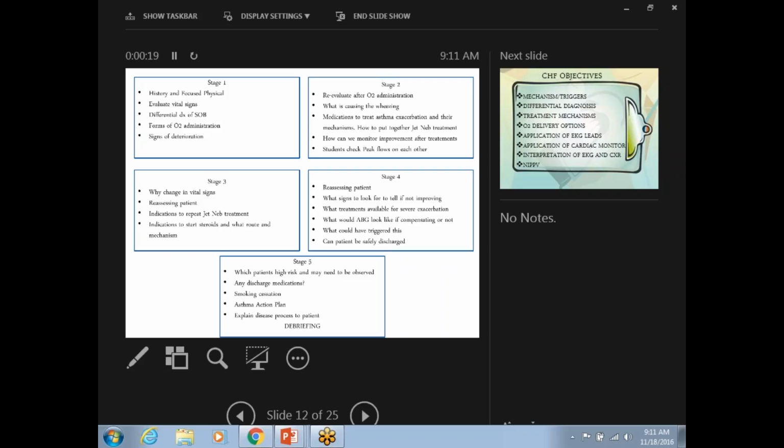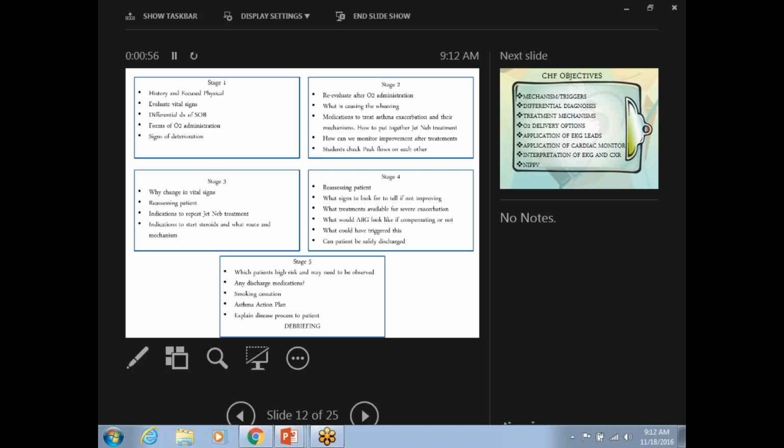Okay. So stage 1 of the asthma case is really the history and focused physical, evaluating the vital signs. So why is the heart rate elevated? Why is the respiratory rate elevated? And go through why those are abnormal. Again, the differential diagnosis of shortness of breath. Forms of oxygen administration. So what types of oxygen do we have available and what would be the most appropriate in this case? And then what signs of deterioration should we look for? So are they using accessory muscles? Is their skin color cyanotic?